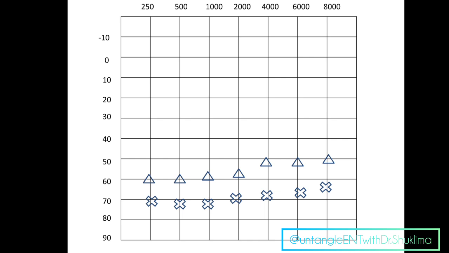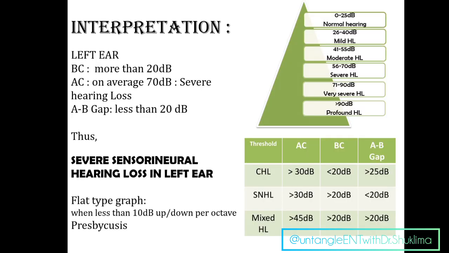But look at the type. There is a flat type of graph. When do we call it a flat graph? When there is less than 10 decibel up or down per octave. It is mostly seen in presbycusis or age-related sensorineural hearing loss.